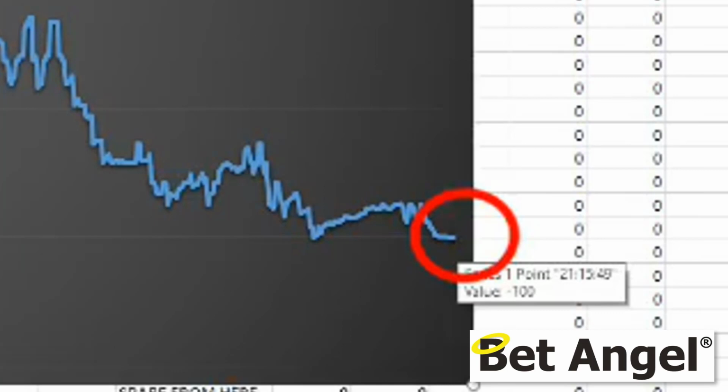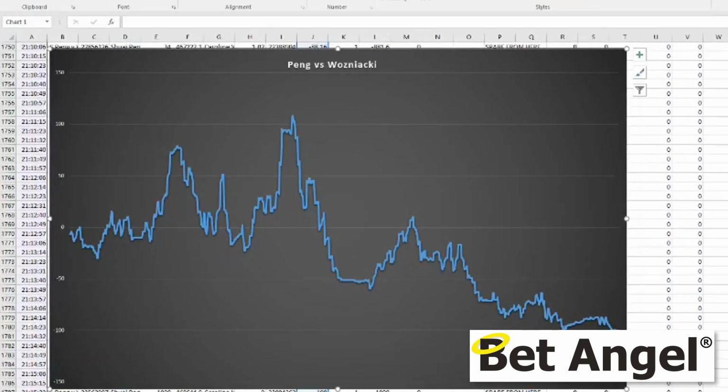So you can see here that Wozniacki lost this match because it ended up at -100. You can also see that we were trading with a £100 stake on this particular example. So I probably wasn't trading this market. I just put a £100 stake in just to see what happened and then to get the results out of the back end of here.